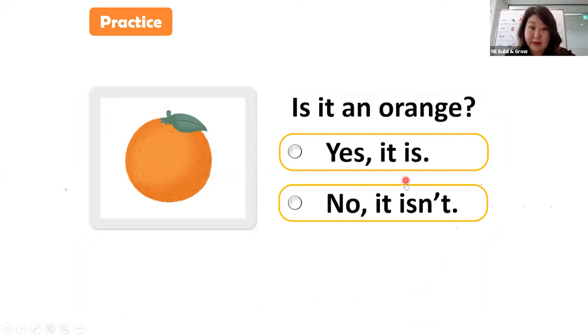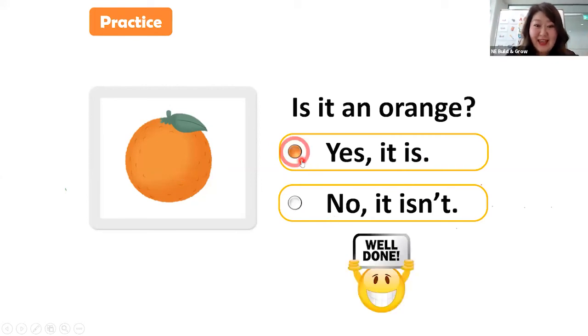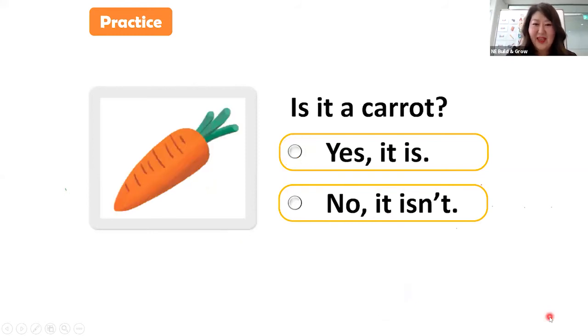So you're going to give them the two different answer sets. So first, is it an orange? What is this, everyone? Good. An orange, right? So that means, yes, it is. Good job. Well done. And then if someone says, no, it isn't, it looks like a potato. Oh, oops. Let's look at this. Yes, this is an orange. Good job, guys.